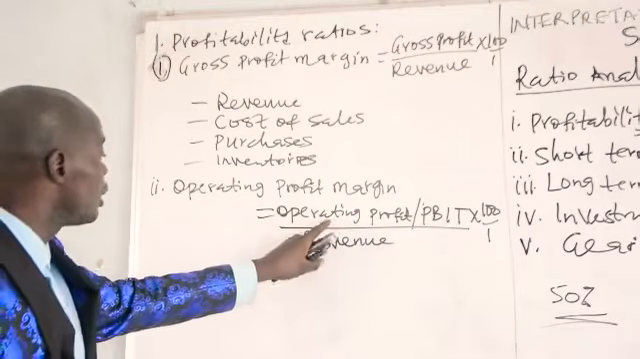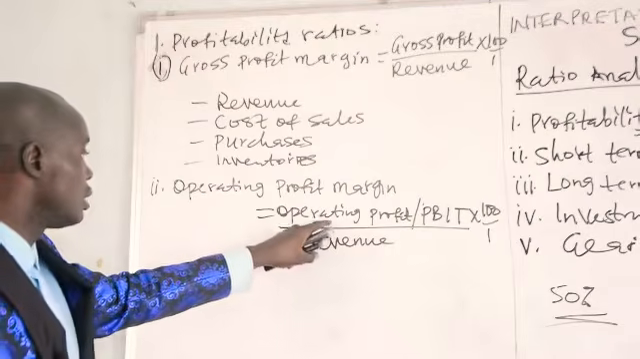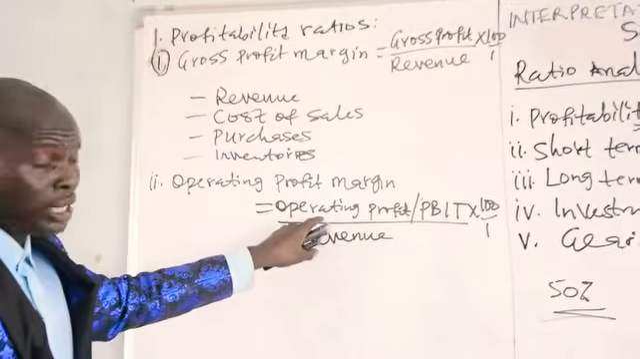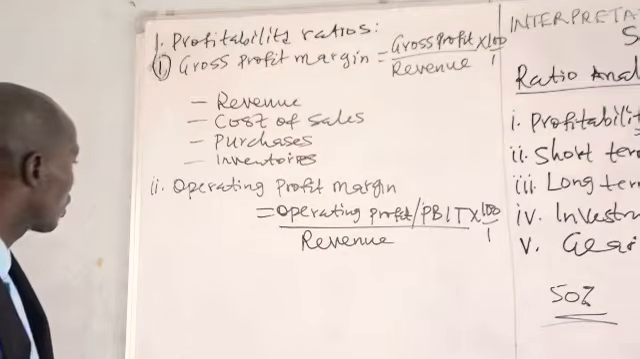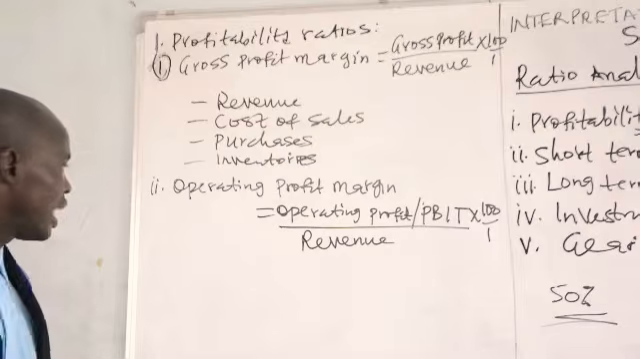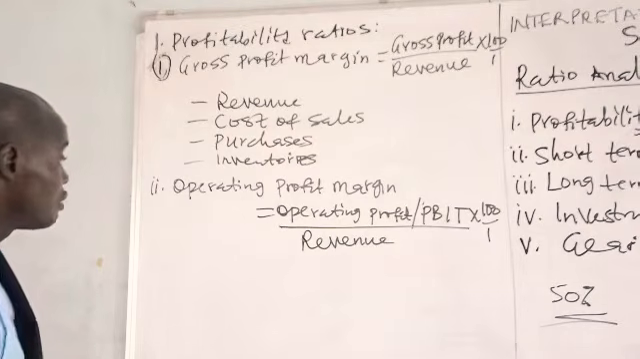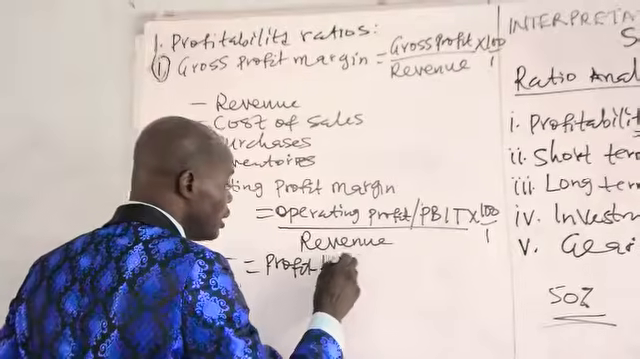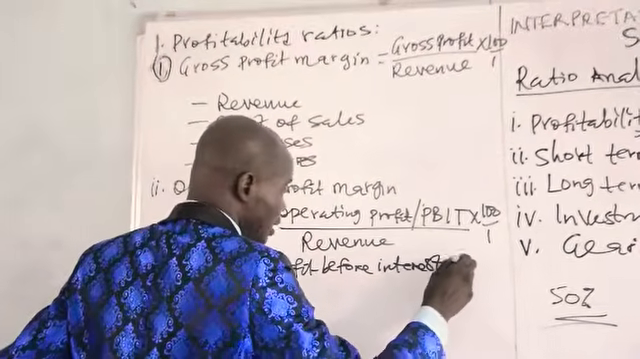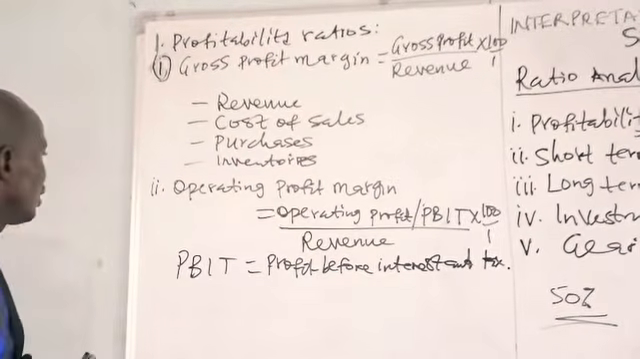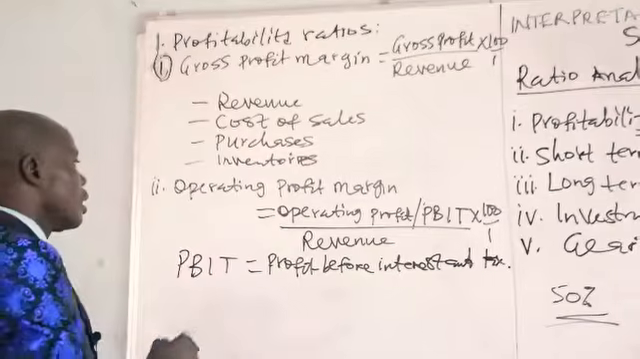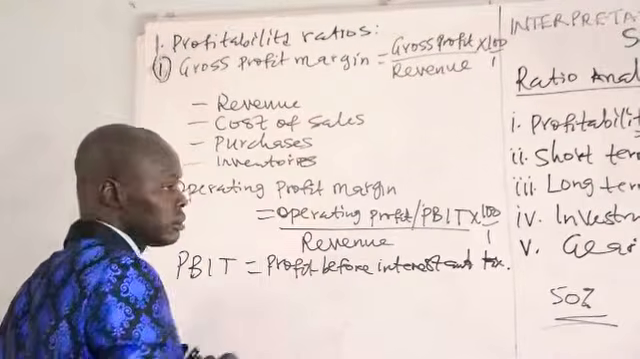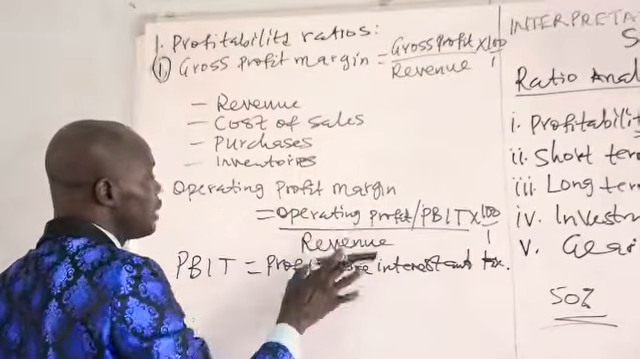So, where the increase in numerator exceeds the increase in revenue, this ratio will increase, and vice versa. So operating profit margin, I said it's operating profit or profit before interest and tax over revenue. PBIT means profit before interest and tax. Now, in commenting about these ratios, all those reasons you have looked into in terms of gross profit are still applicable to this. In addition to those reasons, you then look at your expenses.